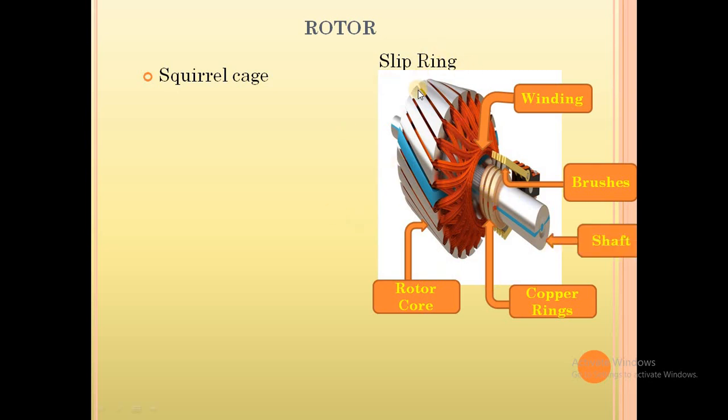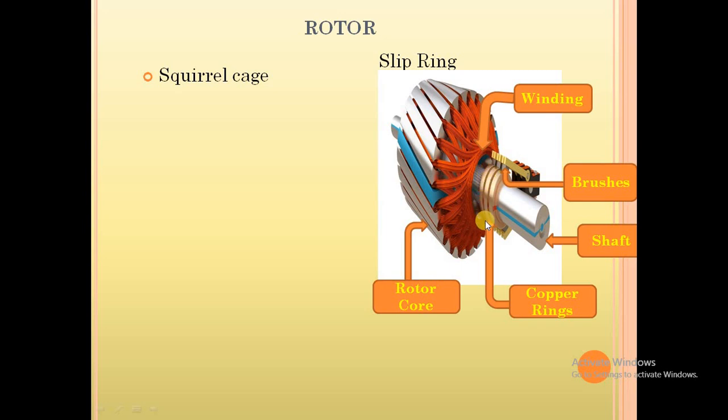So the rotor of the slip ring induction motor is similar to the stator, but two things are added: copper rings and brushes. Like the stator core we saw in the previous slide, the rotor core is framed the same way. There are slots, and between these slots insulation paper is inserted and then the winding is done. Normally a 3-phase star winding is preferred for the slip ring induction motor, and the winding terminals are brought out here and connected to the slip rings.